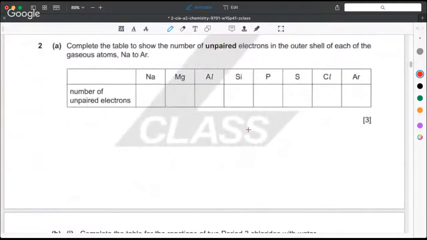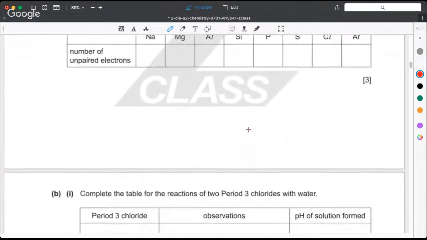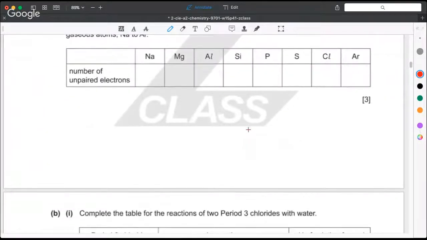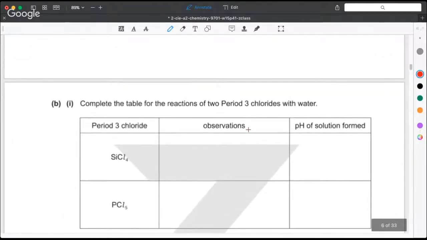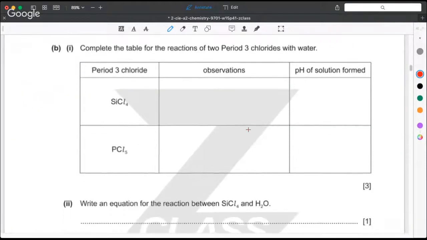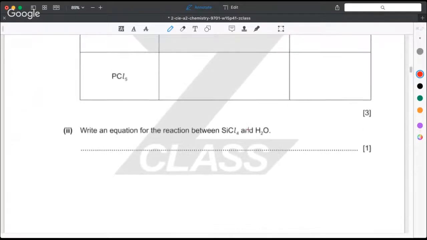Going through, those are pretty easy to look up, the number of unpaired electrons, or you can work that out. All of these other things you can look up in the mark scheme, you can check in your books, keeping on going.